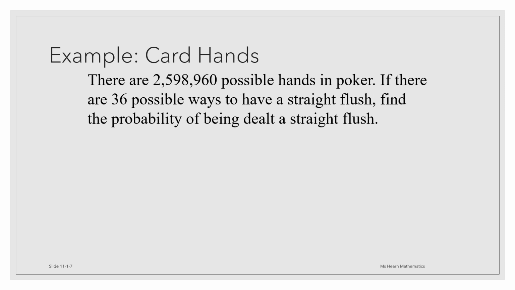Here's another example. There are 2,598,960 possible hands in poker. I should specify this is 5 card hands. If there are 36 possible ways to have a straight flush, find the probability of being dealt a straight flush. Well, I don't know if you're familiar with poker, but a straight flush means that the cards are in numerical order like 5, 6, 7, 8, 9, and flush meaning they are all the same suit, like all hearts. So you can imagine it's not very likely to get dealt those 5 cards that are numerically in the same order and all come from the same suit. And so you can see, in fact, exactly what the measure of that likelihood is.